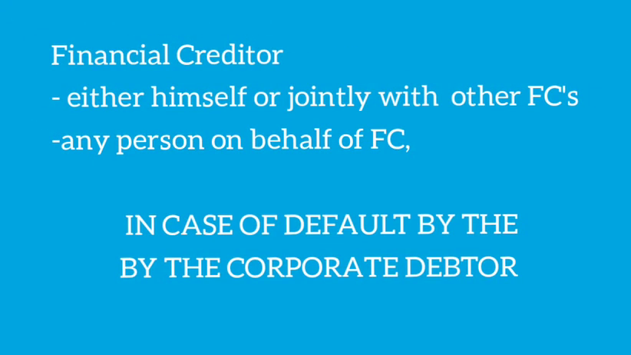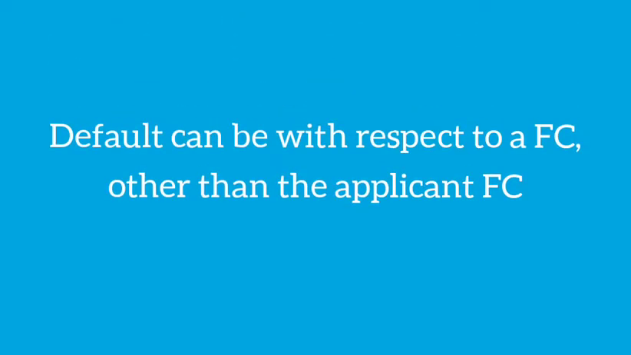The first one is a financial creditor. The financial creditor, either himself or jointly with other financial creditors or any person on behalf of a financial creditor, can file an application with the NCLT for initiating a CIRP process in case of a default by the corporate debtor. Now, the financial creditor can file an application with the NCLT even if the default is with respect to some other financial creditor.